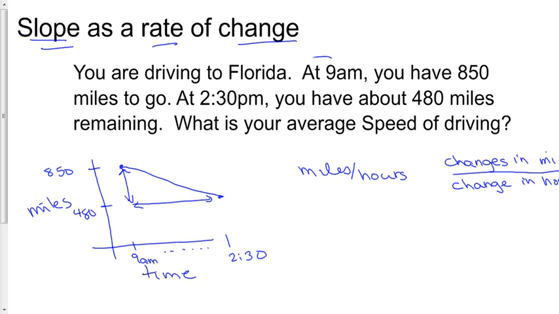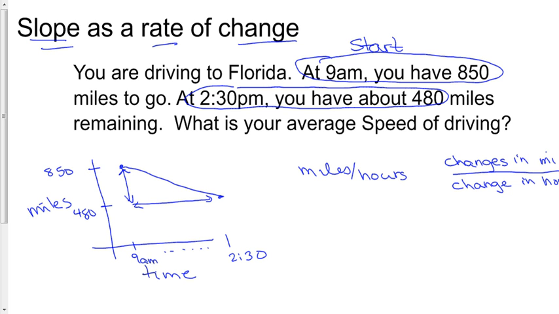So I would want to look at this problem and I would want to say, if this is where I start and this is where I end, how did each of those different values change? So it is specific in this case. I'm starting at 850 and I'm going down to 480. So I can go 850 minus 480. And that's going to get me a total of 370 miles that have been traveled.